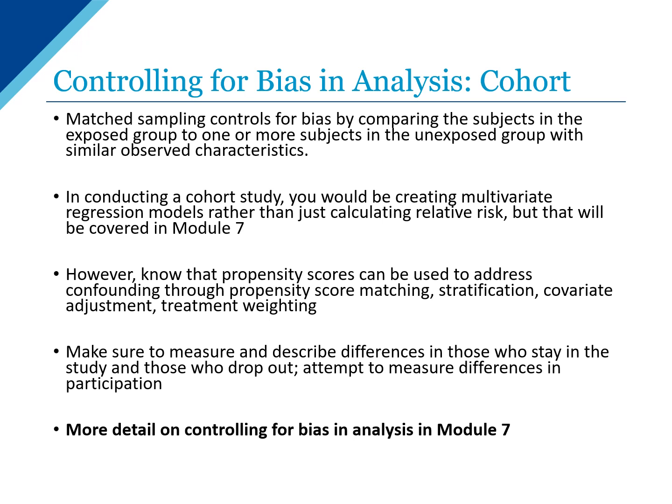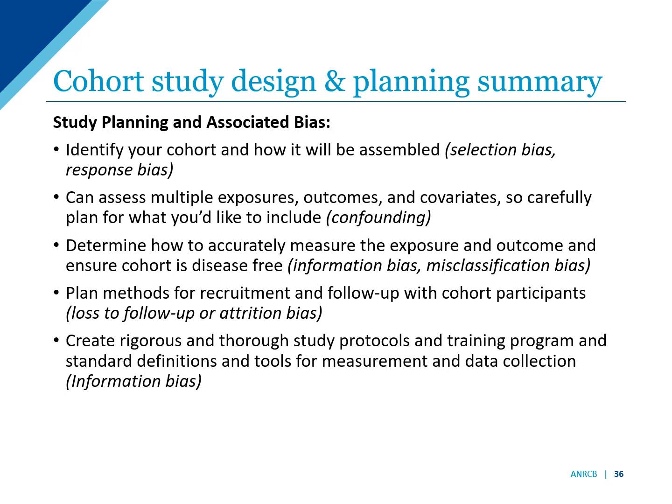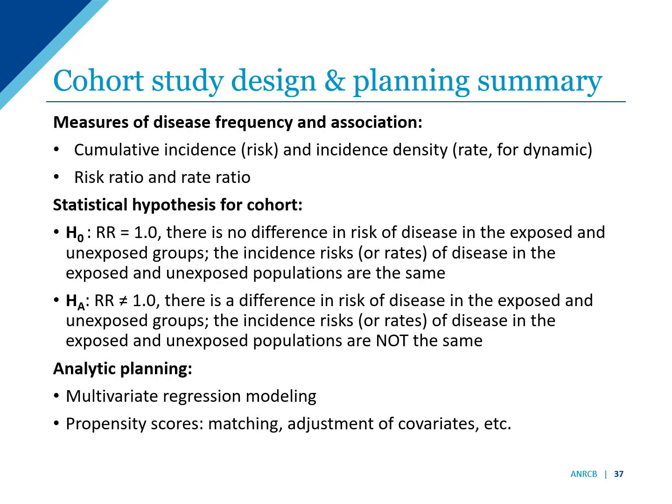There are several ways to control for bias in a cohort study in the analysis. We'll talk more about these in Module 7, but a few ways are to do matching, in which subjects in the exposed group are matched to subjects in the unexposed group. Multivariate analysis for a binary outcome, which is expected, and you can use propensity scores to address confounding through matching, stratification, covariate adjustment, and treatment weighting. These next few slides provide a summary of the steps in the process of planning your cohort study, where you can reduce bias, and in statistical planning and analysis.